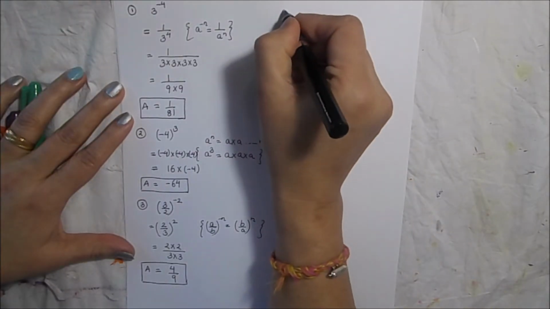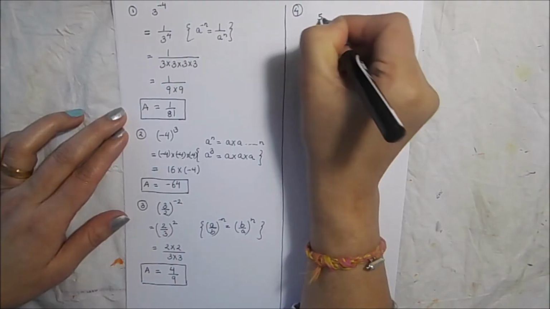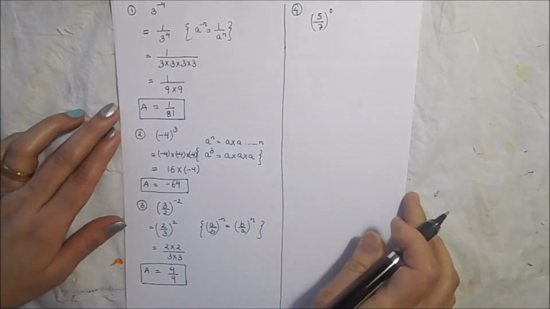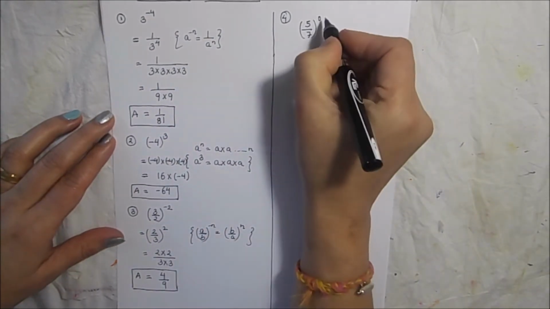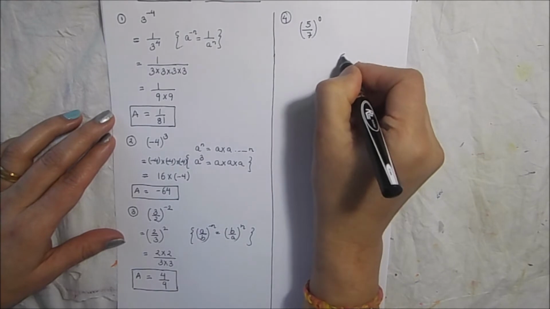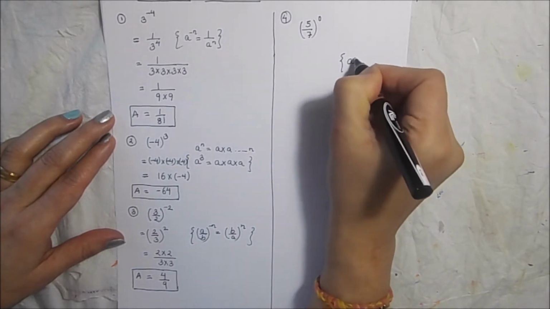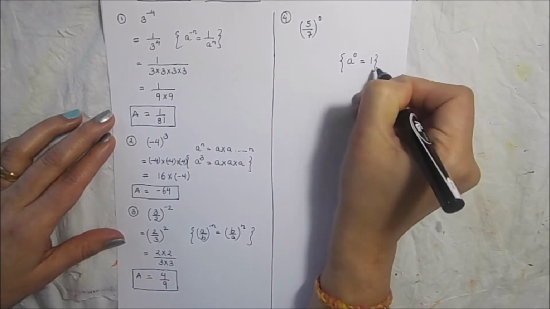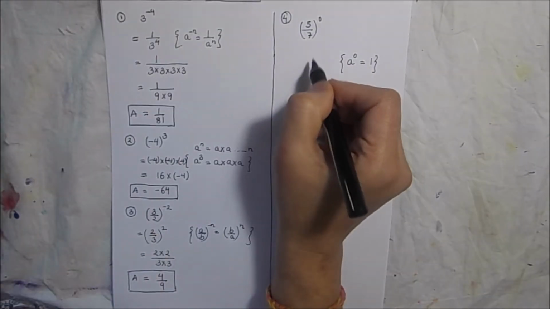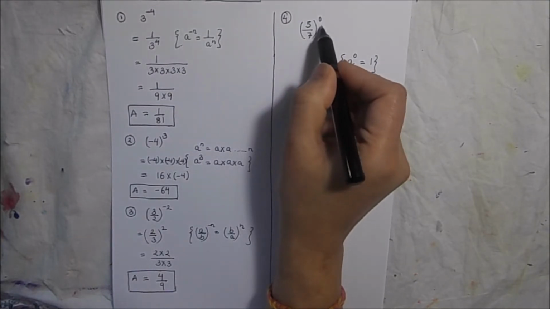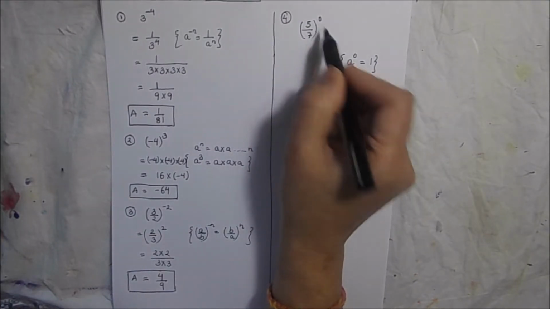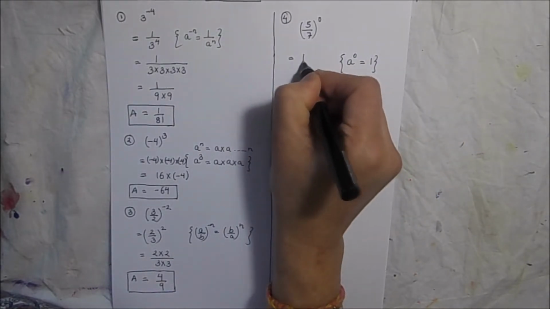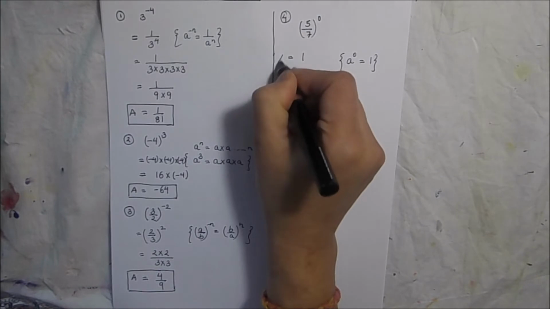Now let us move on to our next example. 5 over 7 to the power 0. So here we see that the exponent is 0. So we are going to use the zero exponent rule, which says that a to the power 0 is equal to 1. So if we see any number or any fraction which is raised to power 0, the answer is going to be 1. So our answer is going to be 1.